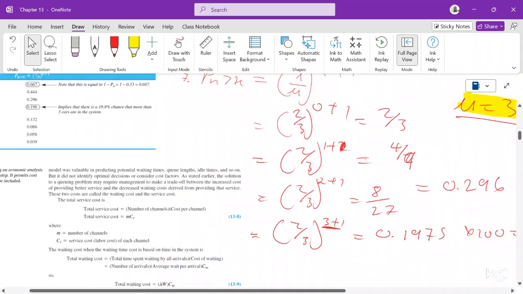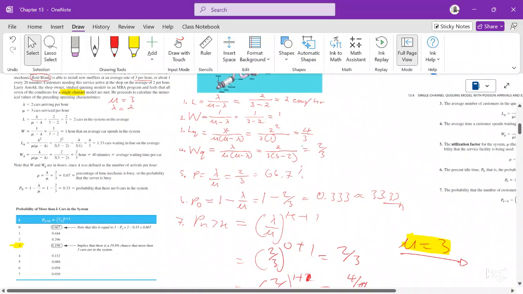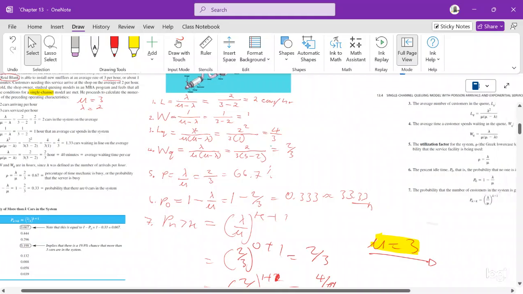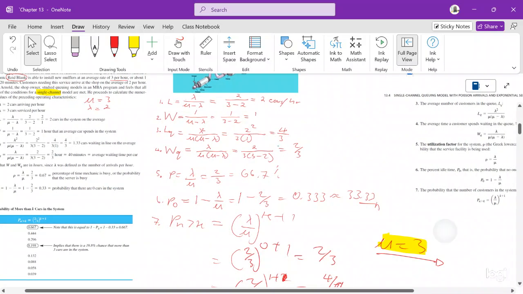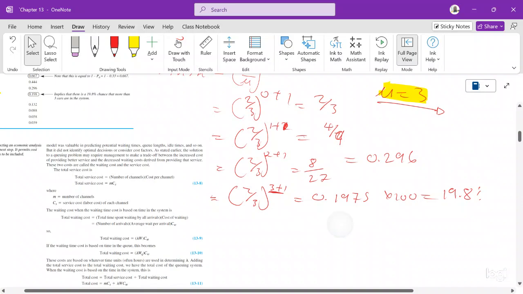I might have forgotten to confirm my answers here. Let me just quickly confirm them. No, but this seems to be correct. 4/3, 2/3. Yep, they're fine. All right, so we carry on.